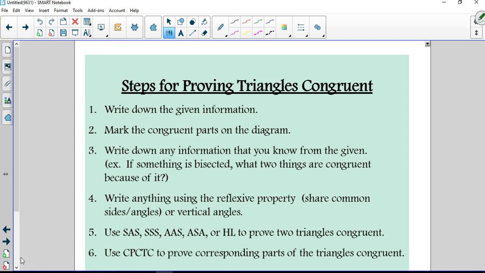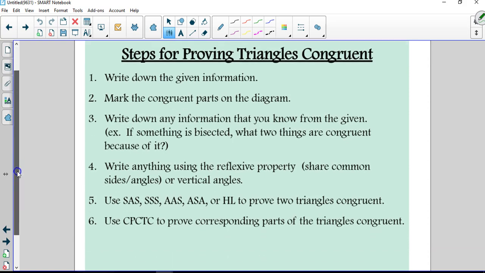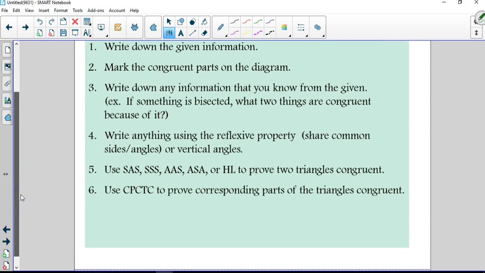Write down any information you know from the given. Example, is something bisected? What do you think are congruent because of it? Write anything using the reflexive property, common sides, angles, or vertical angles. Then use our rules to prove them congruent, and use CPCTC to prove corresponding parts of the triangles congruent.